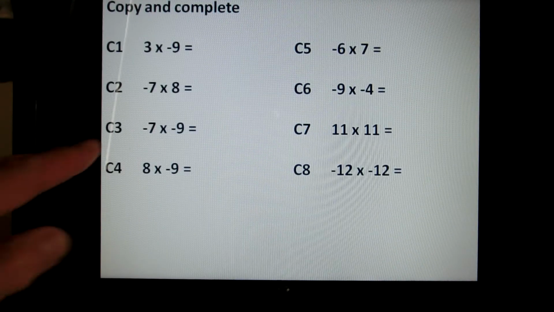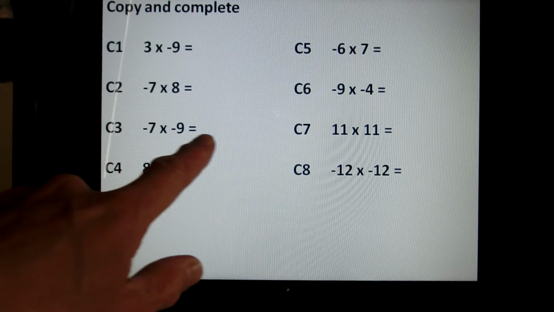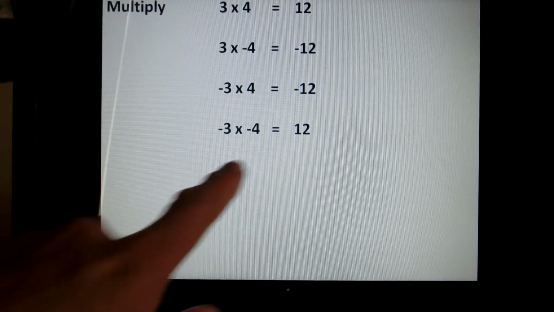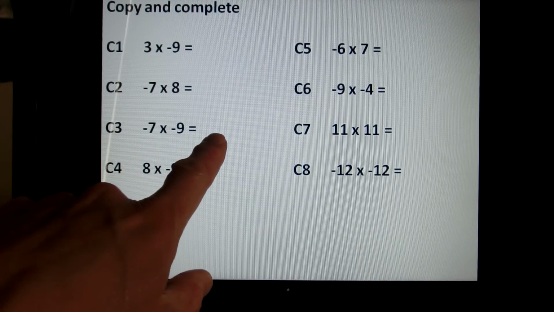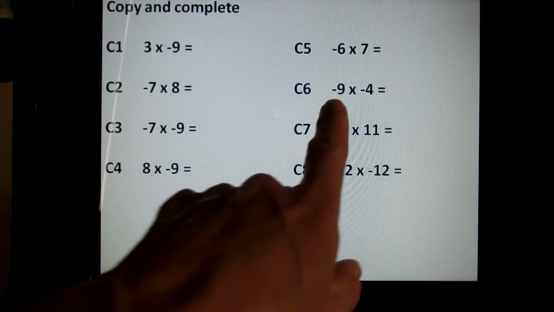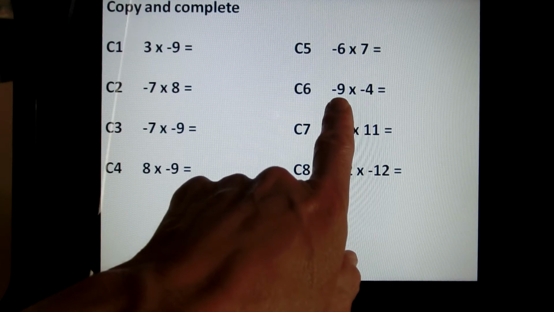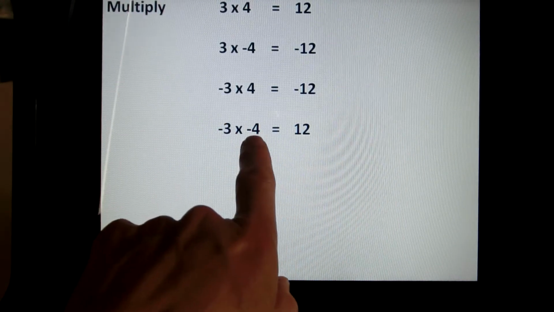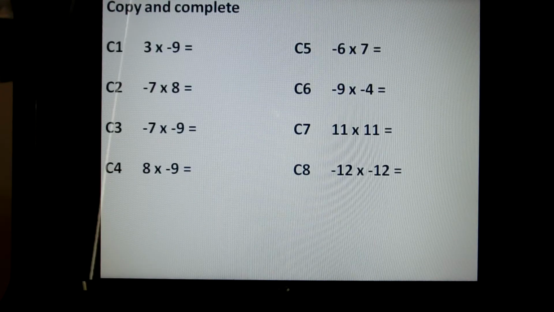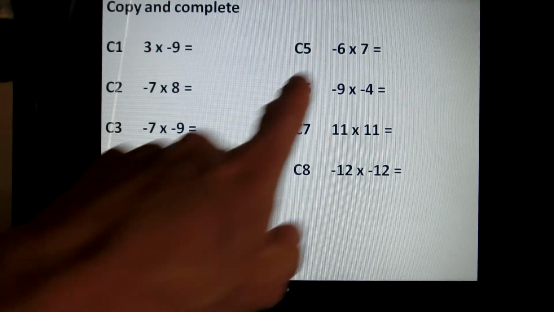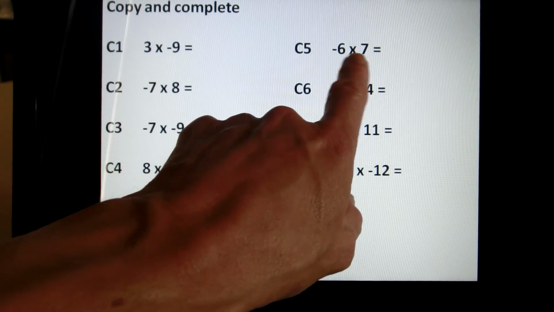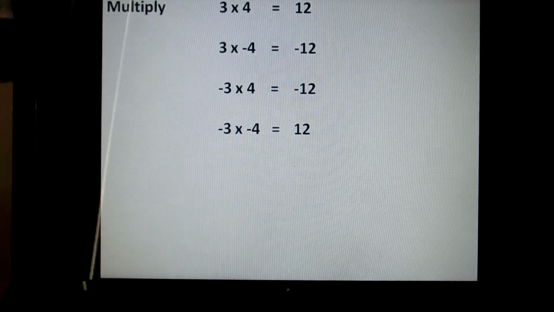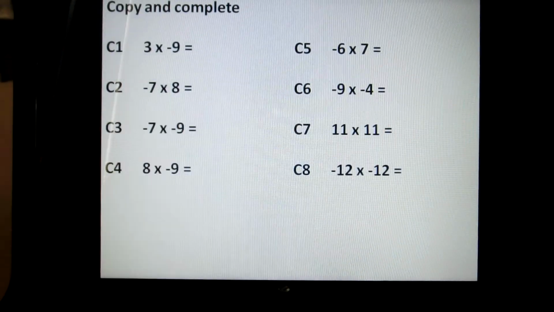These, for example, 7 times 9 is 63, but a negative times a negative times a negative is a positive. So the 7 times 9 will be 63, ordinary 63. This one here, 9 times 4 is 36, but a negative times a negative is a positive result. So the result there is positive 36. Here, 6 sevens are 42. If you do a negative times a positive times a positive, it is a negative result. So the result there is negative 42.